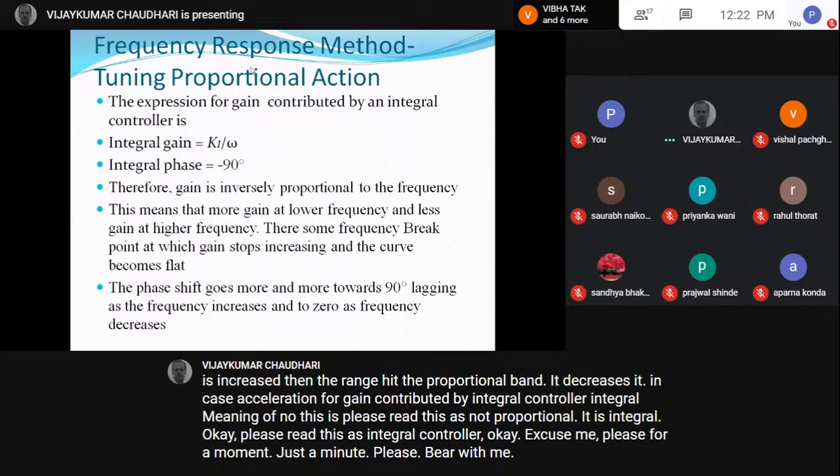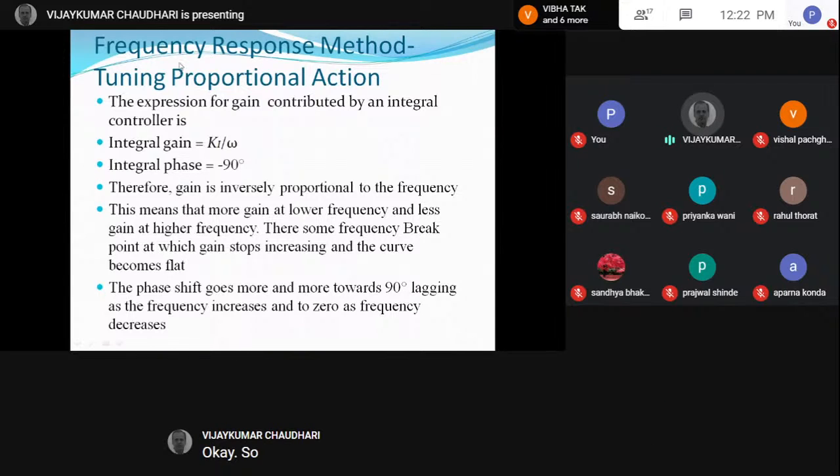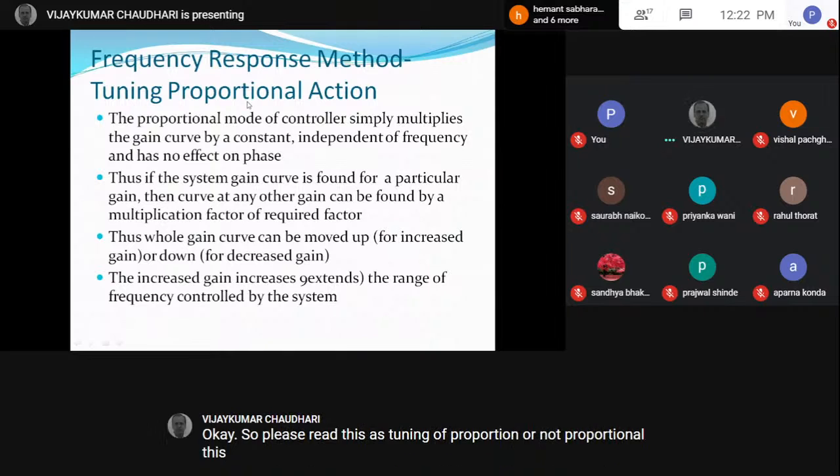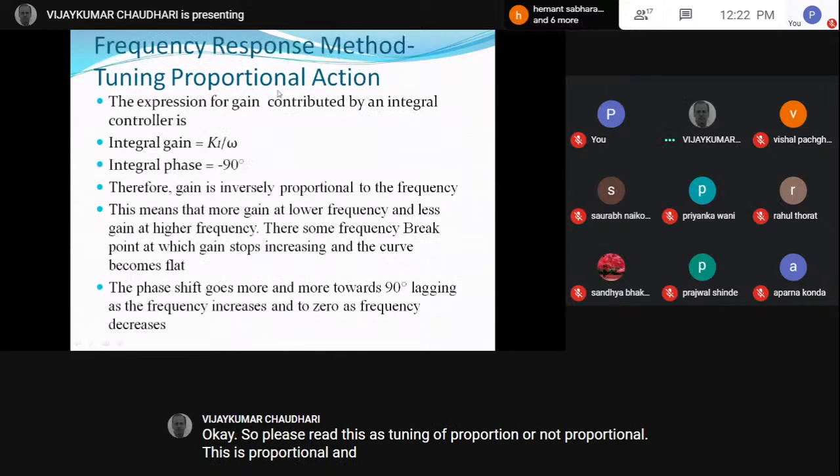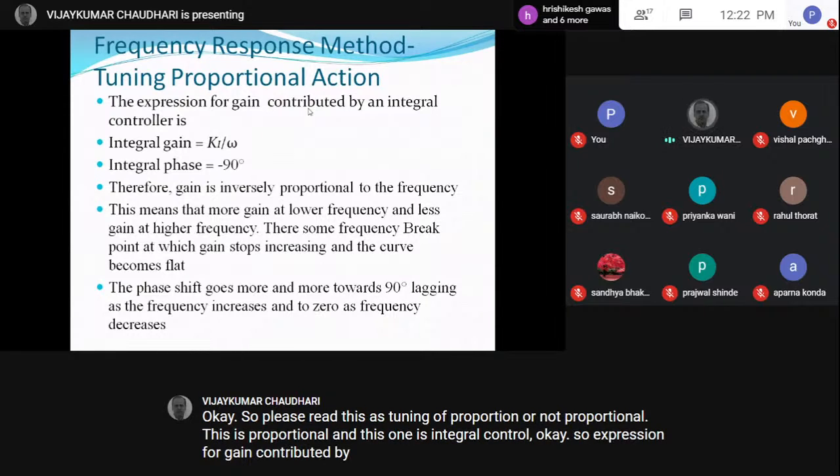Please read this as tuning of integral, not proportional. This is proportional, and this one is integral control. So the expression for gain contributed by the integral controller is integral gain, which will be Ki upon omega.